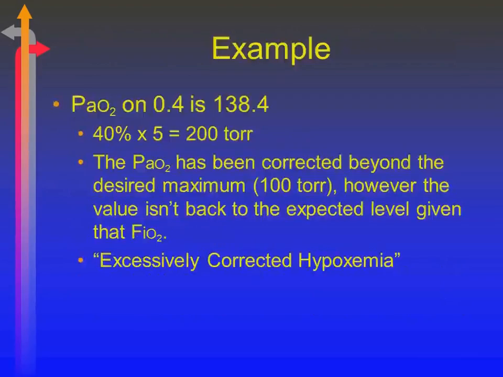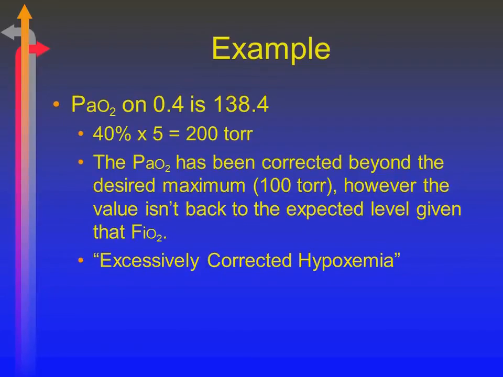The example here is a PaCO₂ of 40, and a PaO₂ on 40% oxygen of 138.4. I know that the potential maximum, by rough rule of thumb, is 5 times the FiO₂, which will tell me the theoretical ceiling, 200. This PaO₂ is greater than 100, but less than the possible maximum. So we're going to call this excessively corrected hypoxemia.